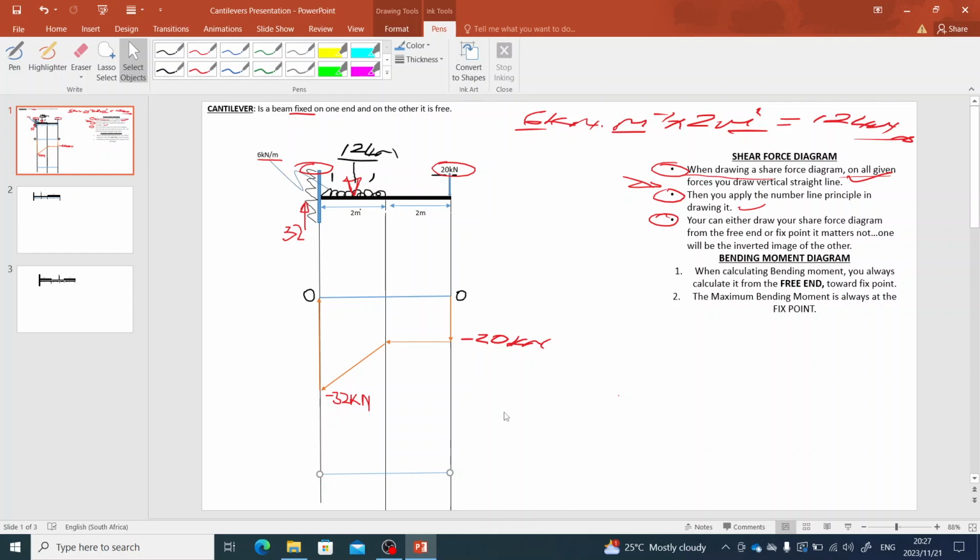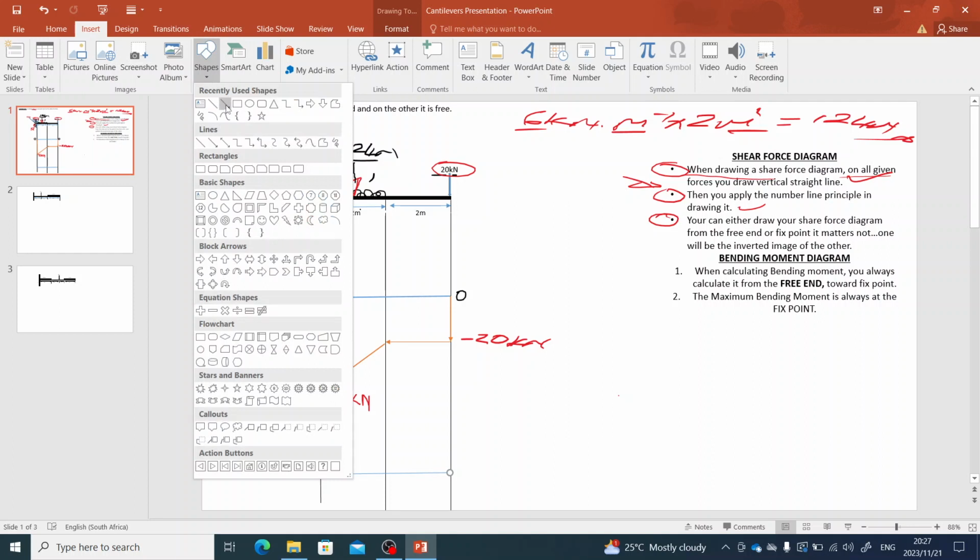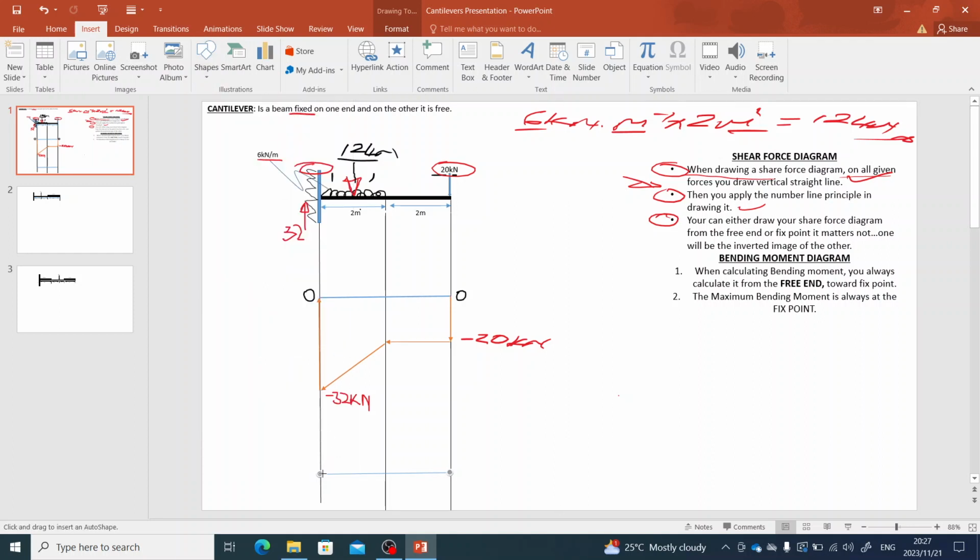Now, let's do the other one, starting from the fixed point, heading towards the free end. Like I said, the other one will be the inverted image of the other one. Now, on the fixed point, we are having an upward force, and that force, it is what? It is 32. Can I then represent my 32 as somewhere there?